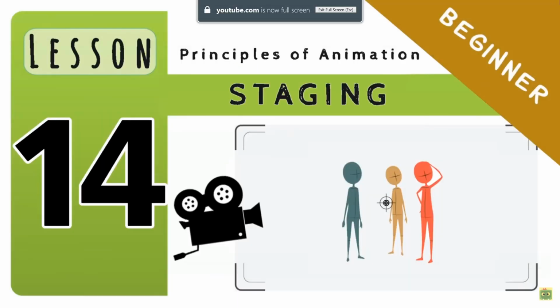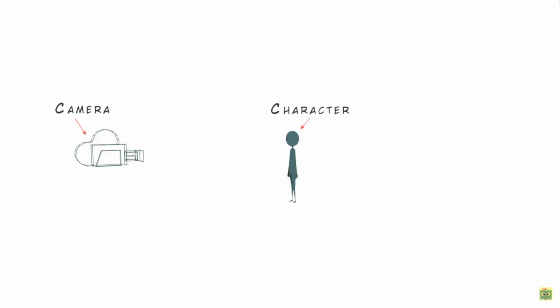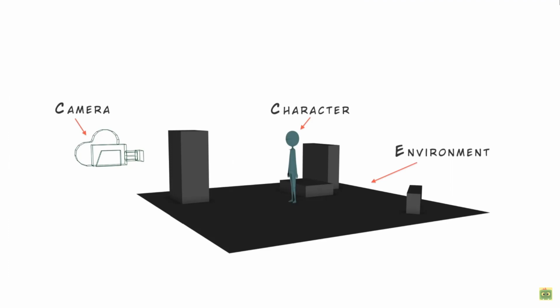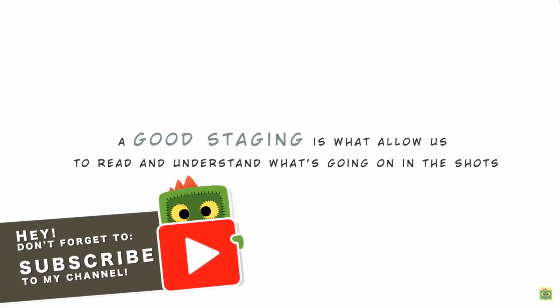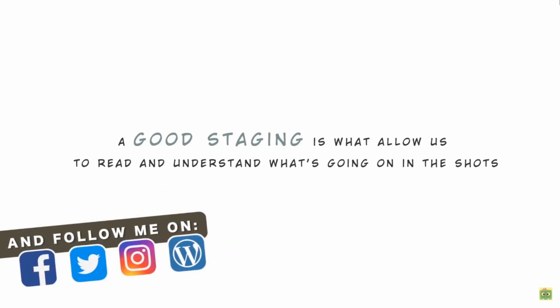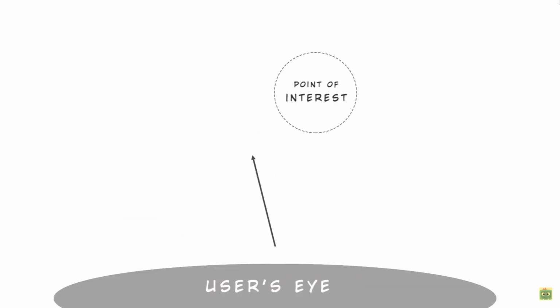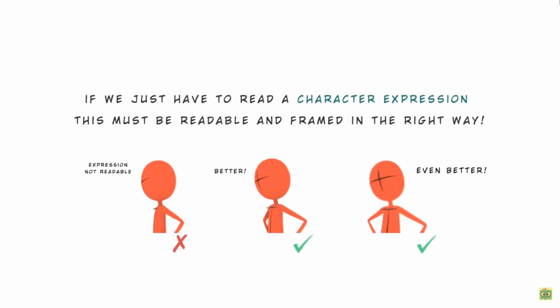In this lesson, we will talk about how to compose our shots to better represent a story, how we choose to put our camera, the characters, and the use of the environment and props to set the scene. It's called staging. A good staging is what allows us to read and understand what's going on in the shot. The user's eye must be led in the right direction, where the action is taking place. If we just have a character expression, this must be readable and framed in the right way.